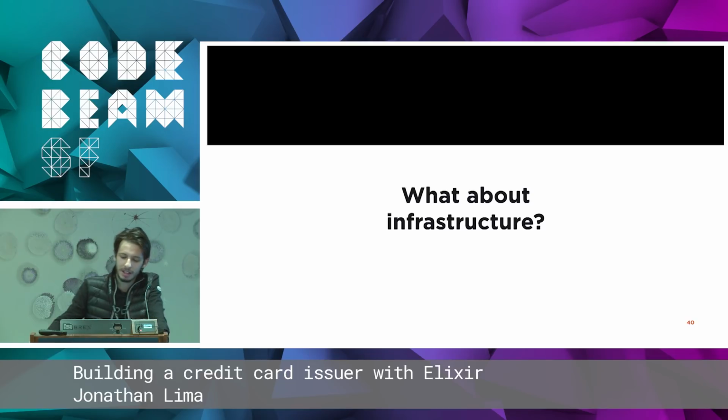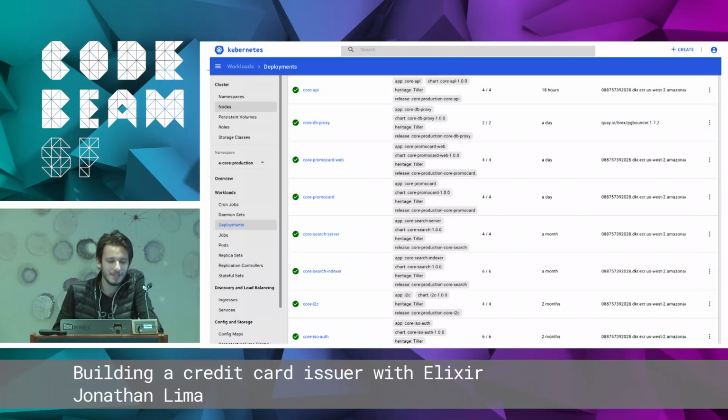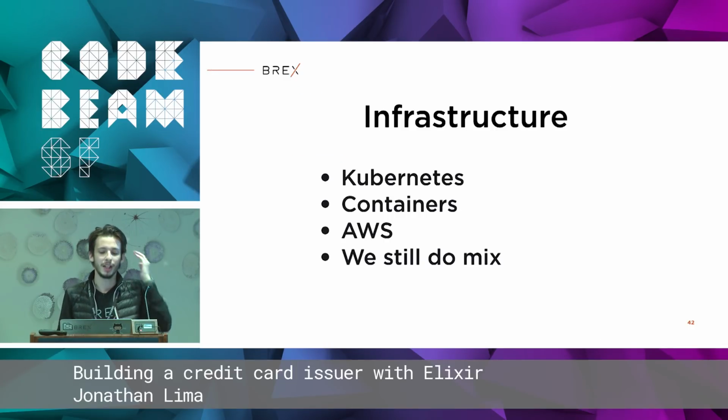And well, infrastructure-wise, and it goes back to why it is hard to integrate some of the tooling with some new infrastructure, we have this today. Basically, we deploy everything with Kubernetes. This is actually a screenshot from today's production. There are plenty more deployments in there. So yes, we are basically delivering Elixir today with Docker containers. Everything is running on AWS, and we still do mix.